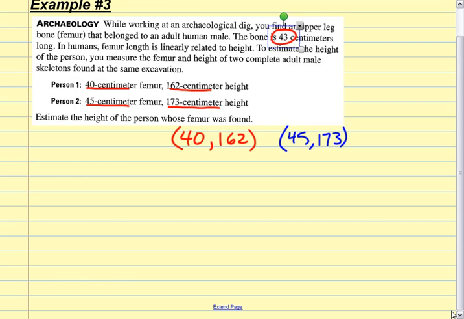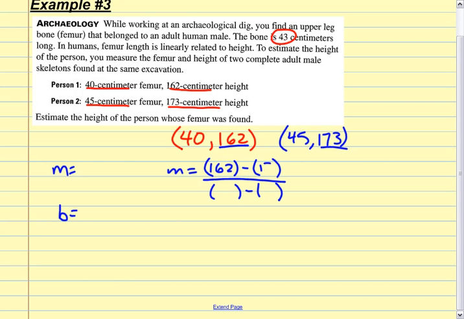Well, the first thing is, to write an equation I need the slope and the y-intercept. Now, to find the slope, I know the slope is y minus y over x minus x. So I'm going to do 162 minus 173 over 40 minus 45. The slope is going to be negative 11 on top, and on the bottom, negative 5. The 2 negatives cancel out, and that gives us a slope of 11/5.